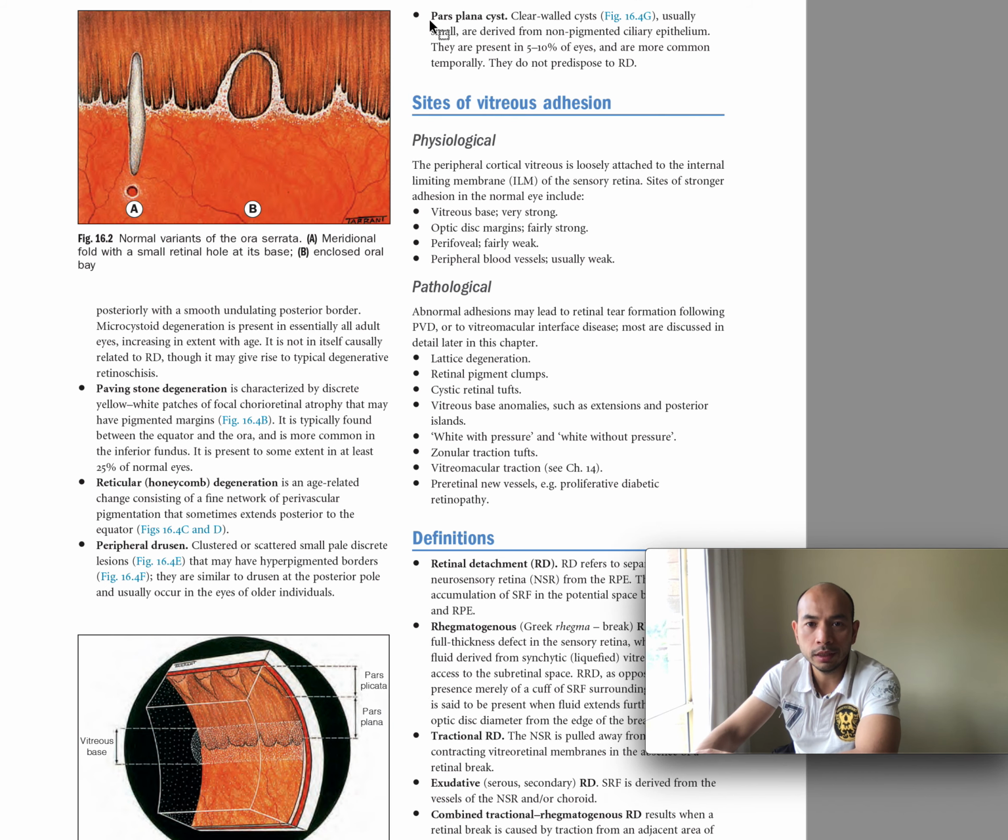Pars plana cyst, a clear-walled cyst, figure 16.4g, usually small, derived from non-pigmented ciliary epithelium. They are present in 5 to 10% of eyes and are more common temporally. They do not predispose to retinal detachment, RD.